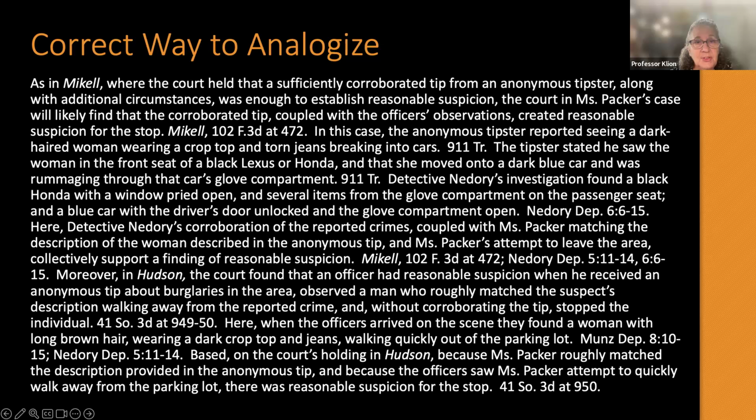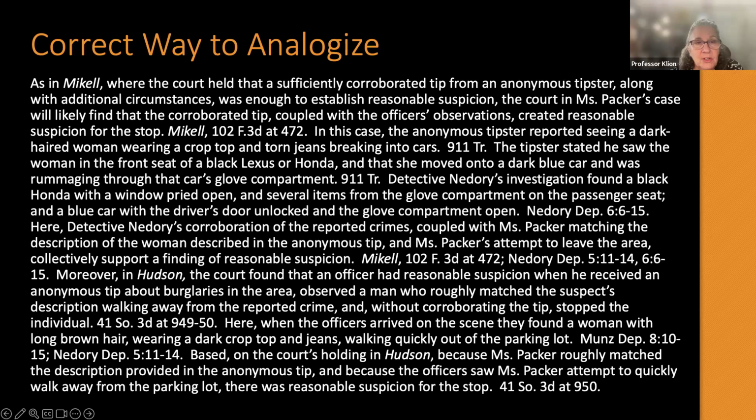In this case, the anonymous tipster reported seeing a dark-haired woman wearing a crop top and torn jeans breaking into cars. Cite to your record. The tipster stated that he saw a woman in the front seat of a black Lexus or Honda and that she moved onto a dark blue car and was rummaging through that car's glove compartment. Cite to your record. Detective Nadori's investigation found a black Honda with the window pried open and several items from the glove compartment on the passenger seat, and a blue car with the driver's door unlocked and the glove compartment opened. Cite to your record.